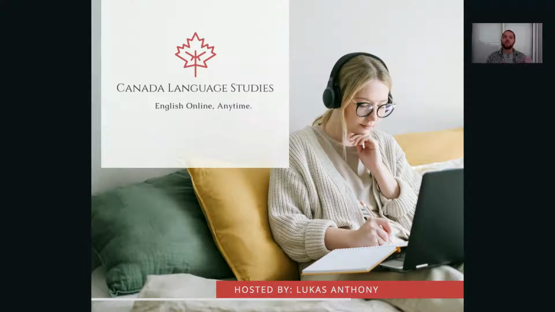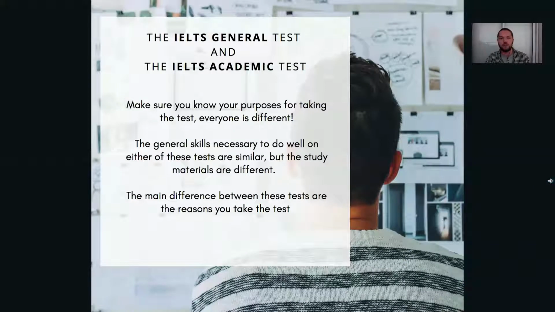We will talk about the different sections, but more importantly, we're going to be talking about our plans and our goals and how the plan that we have will tell us what we need to do with our IELTS test. So let's talk about those two different tests. We have our IELTS General and our IELTS Academic.